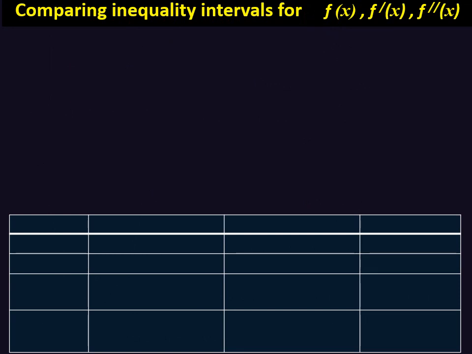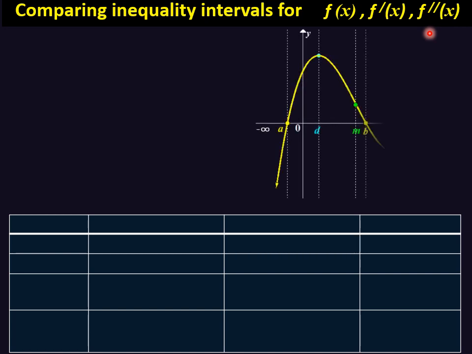Now here we're just going to have a summary of a comparison between the intervals for f(x), f'(x), and the second derivative as well. So let's start off with the original function, right? And I've indicated all those various intervals. Let's just check again. Which one is the D? D is associated with the local maximum. And the M, that's right, the M is associated with the inflection point.